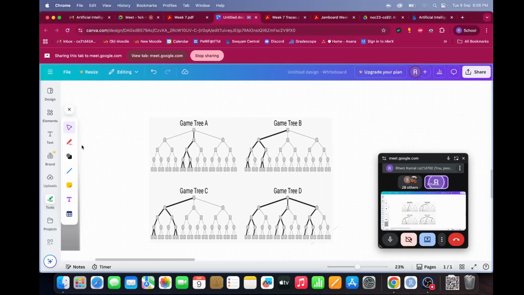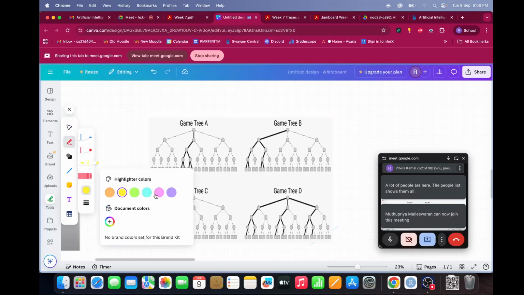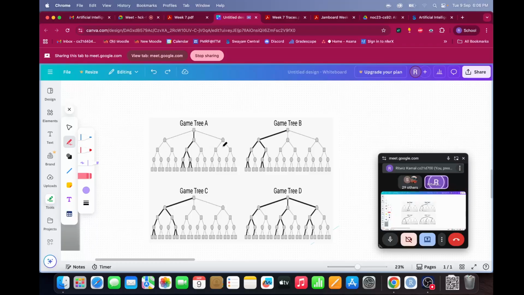Yeah, I hope you can see the game trees over here. Okay, so the strategy that we just discussed is for a max node we will select one of its children, and for a min node we will select both of its children. So let's go over each of these game trees one by one.